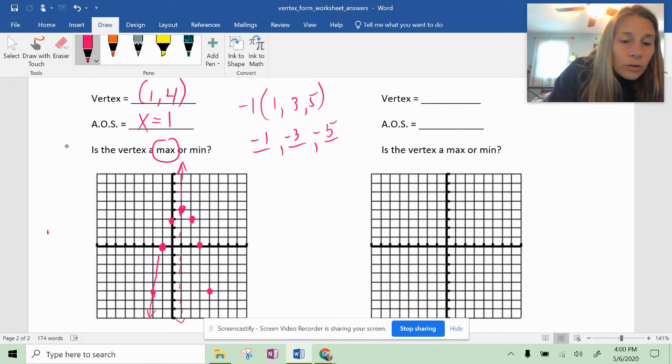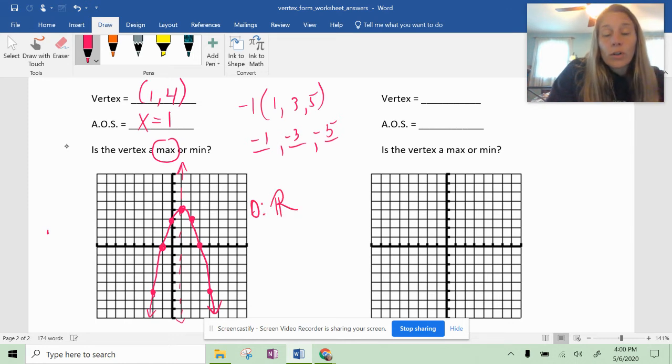And then you can draw your parabola through all those points. Domain, all real numbers, which I'm going to start writing the symbol for that. Range, y is less than or equal to the y value of the vertex, which is 4.